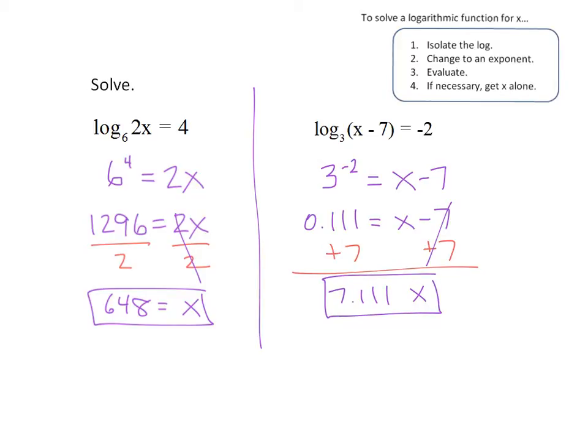If you are wondering why 3 to the negative 2 is 0.111, remember that 3 to the negative 2 means we have a negative exponent, which means we need to move the base and make the power positive and put that under 1. So that is 1 over 9, and 1 over 9 is indeed 0.1 repeating.